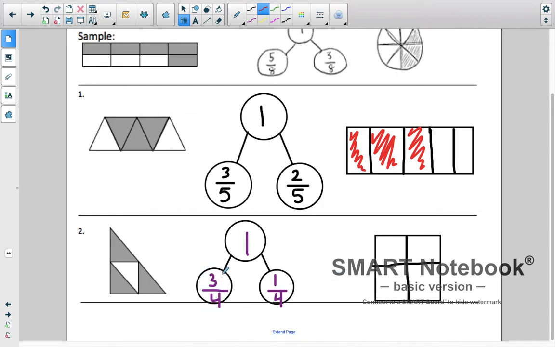How many shaded pieces did we see in this figure? We saw 3. So I'm going to shade 1, 2, and 3. And this shows 3/4 because I have 3 shaded and 4 equal pieces. And it also shows 1/4 because I have 1 unshaded and 4 equal pieces. So that's how you do that problem.